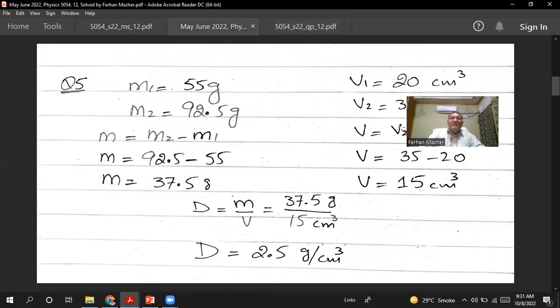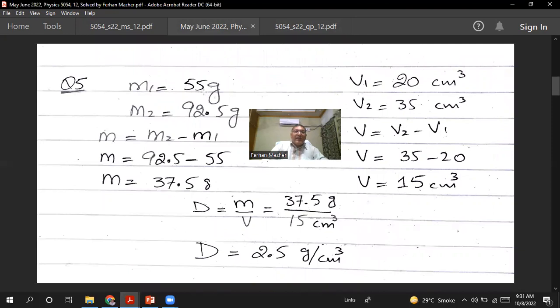Okay, so here we go. M1 is 55 gram, M2 is 92.5 gram. So the mass of the stone will be M2 minus M1. That will be 92.5 minus 55, and that will be 37.5 gram. Volume 1 is 20 centimeter cube. The volume 2 is 35 centimeter cube. The volume of the stone will be V2 minus V1, and that will be 35 minus 20, and that will be 15 centimeter cube.